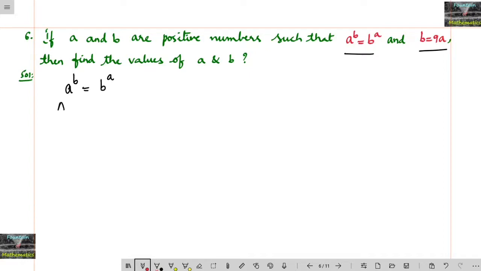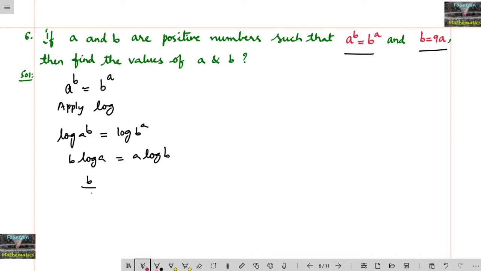So apply logarithm on both the sides, so that we'll have log a power b is equal to log b power a to some base. So that we can write here b log a is equal to a log b, or we can just write it as b upon a is equal to log b upon log a.